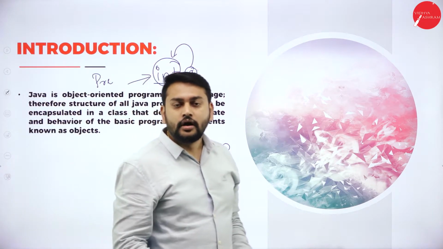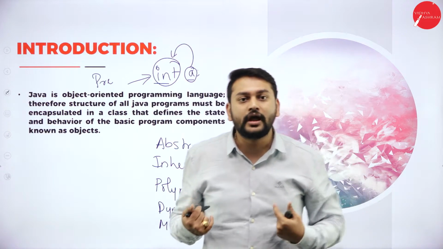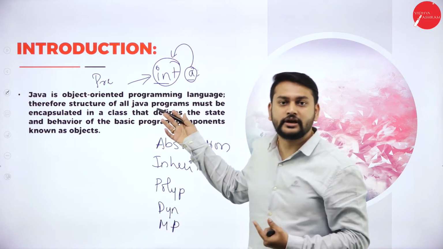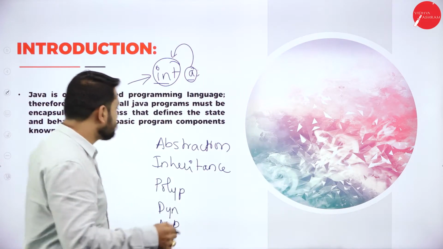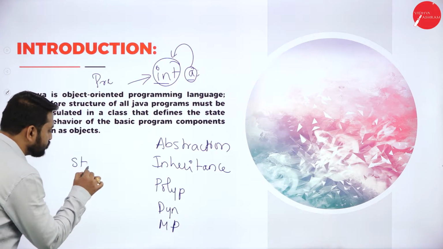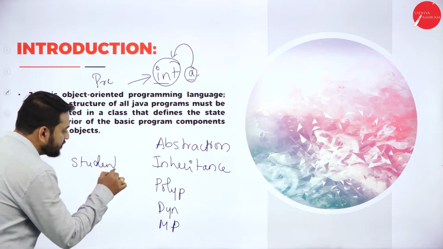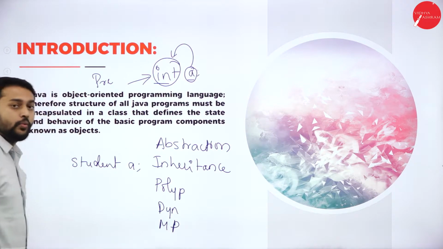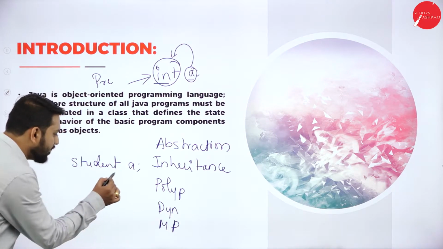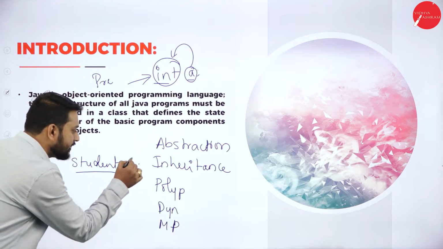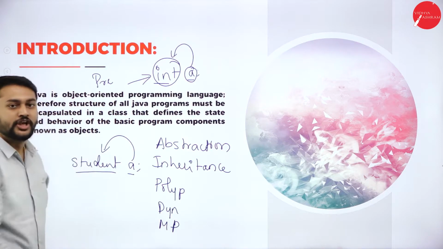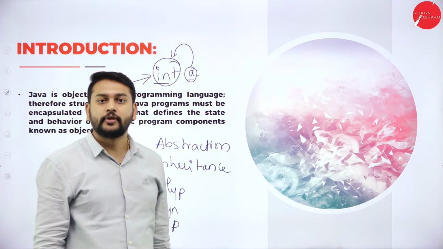Now, how do I create my own data type? This is a predefined data type, right? Then how do I create my own data type? So please listen to me carefully. Suppose I write student A, okay, what is this? So student is a user defined data type, and this A is an object for this user defined data type.